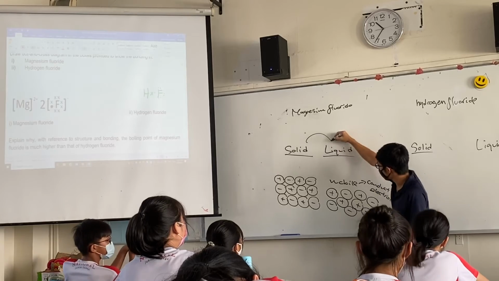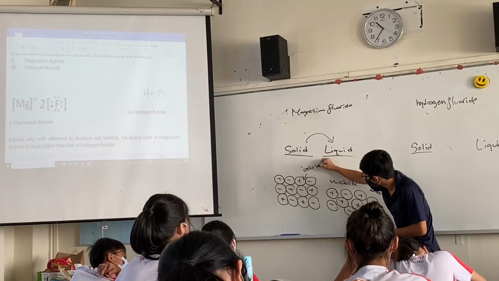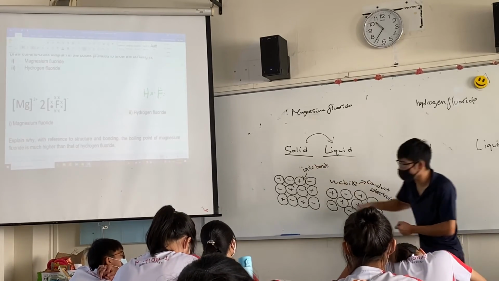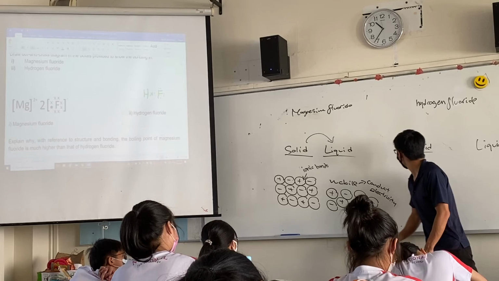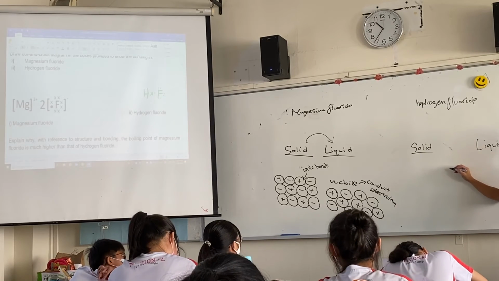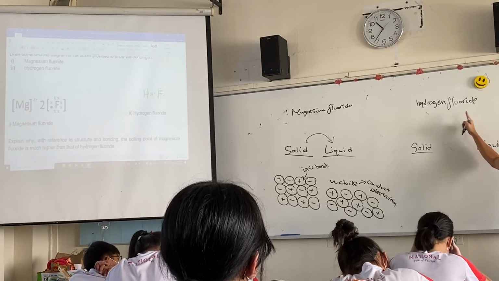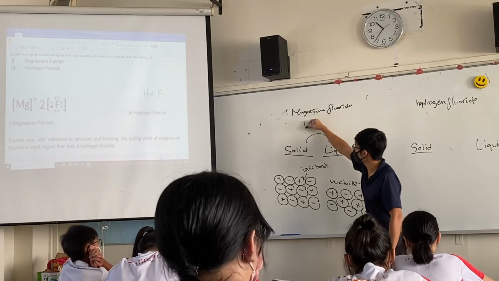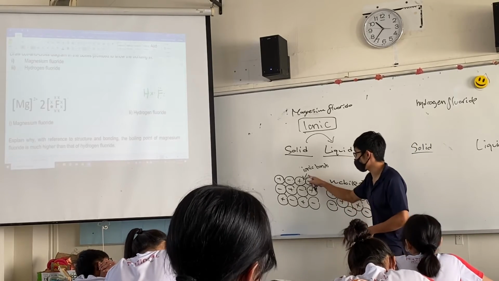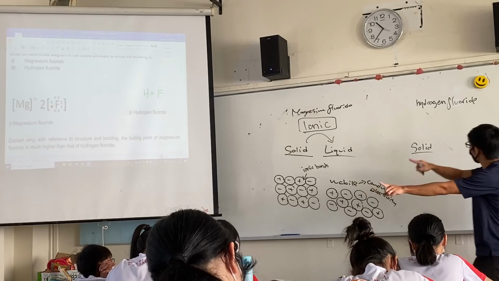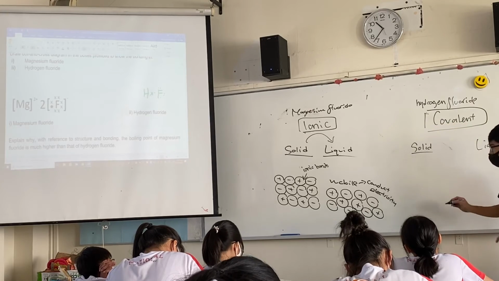So between solid and liquid, what bonds are you breaking? You are breaking the ionic bonds when you are heating things up. But I'm talking about covalent now. So this is ionic. For ionic compounds, when we melt something, we are weakening the ionic bonds. But for covalent, when we are melting something, what are we melting?